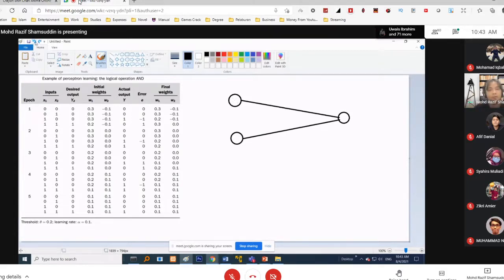Okay. Thank you for waiting. Alright. So I have X1 and X2, and this is Y, kan? Y. Lepas tu here I have weight 1 and weight 2. Okay. And then I have threshold here. Right. So the input comes in from here and then we'll produce output here.